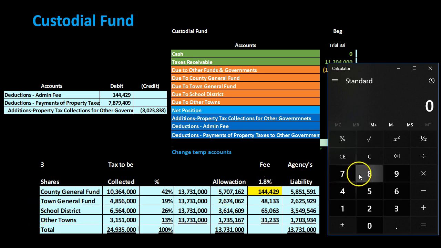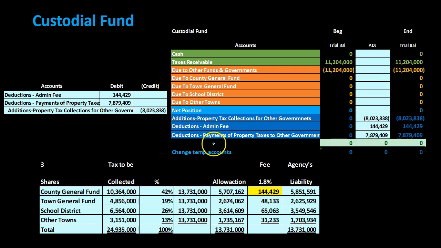So if we look at the last column, the allocation here, and take the 2,625,929 plus the 3,549,546 plus the 1,703,934, that's going to give us that $7,879,409. And then the credit then is just going to simply go to the additions, similar to a revenue type account for the property tax collections. So if we record this out, we're just going to record activity in the temporary accounts. And we have the additions increasing what would be similar to basically a revenue type of account of the $8,023,838. And then we have the deductions for the admin fee and payment of the property taxes down below.